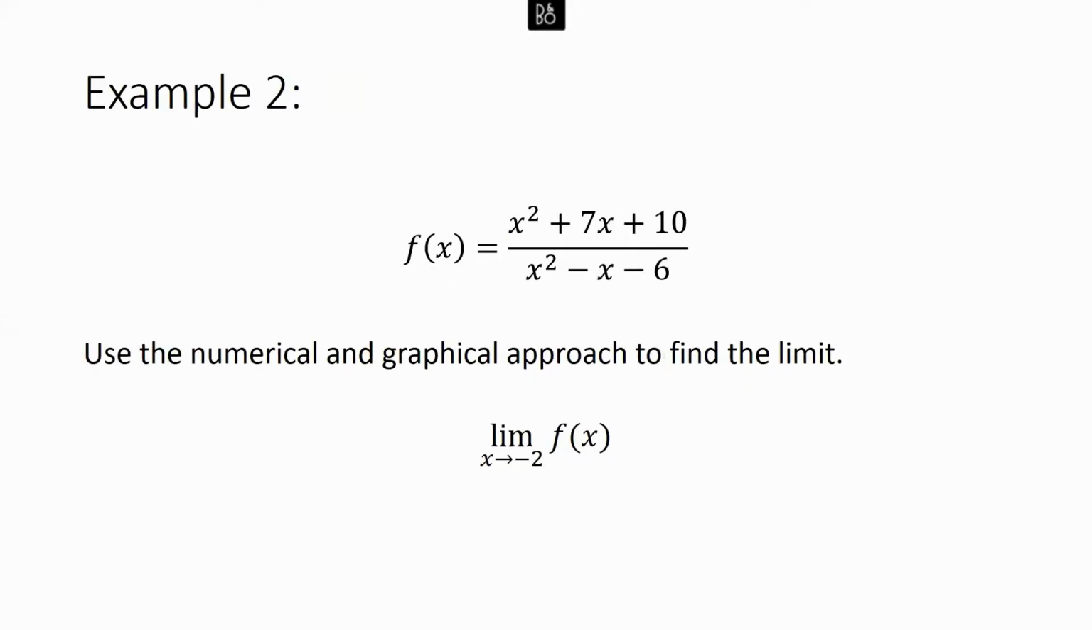So let's take another example, and I'm going to work through this example with you. We're going to look at how to use the numerical and graphical approach to find this limit. This function is a rational function, x squared plus 7x plus 10, divided by x squared minus x minus 6. And we want to find the limit of f of x as our input x gets closer to -2.